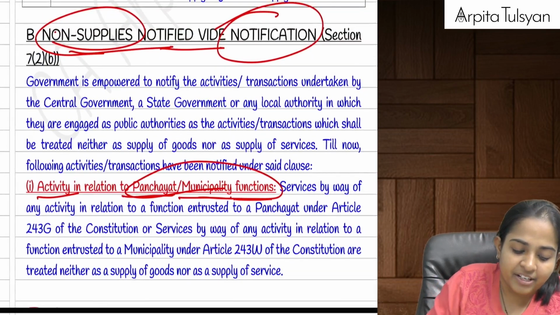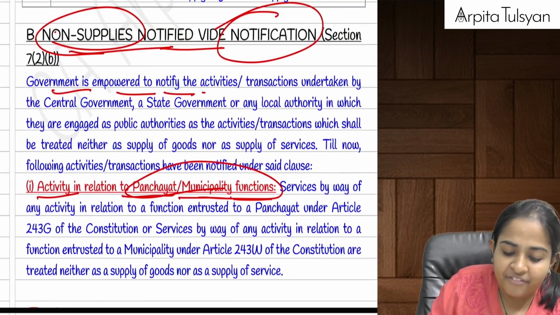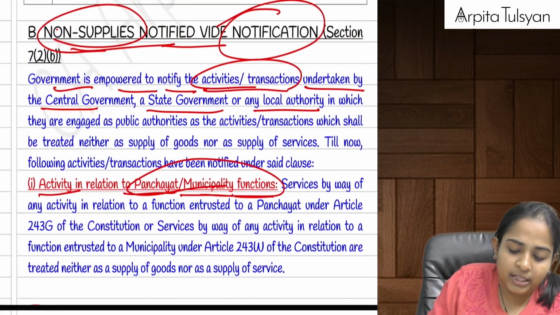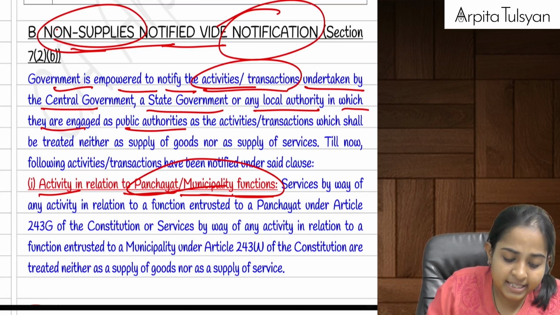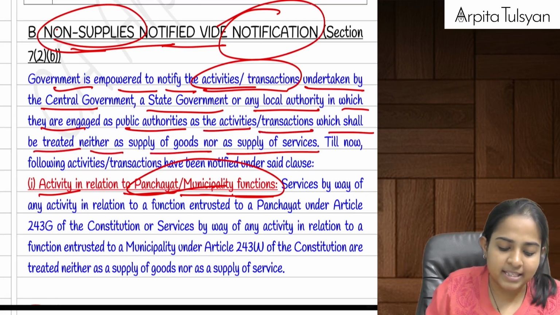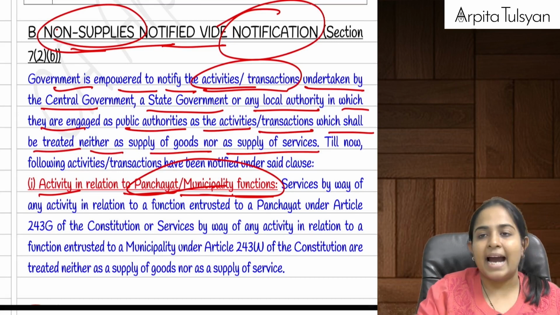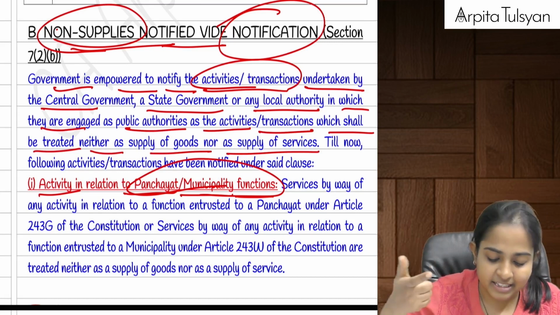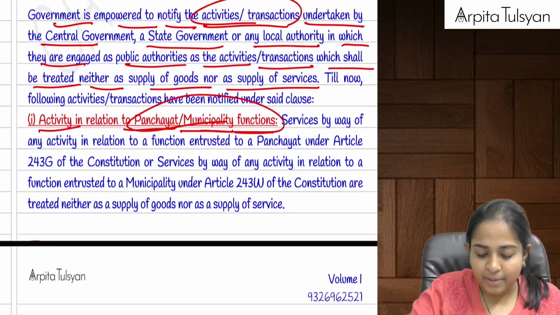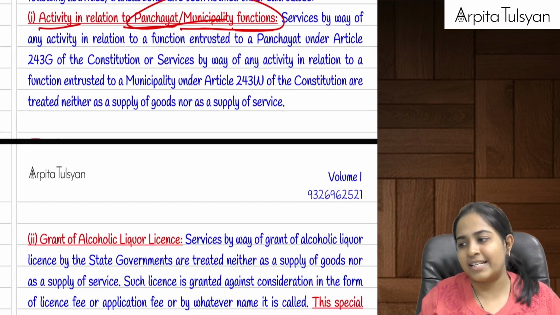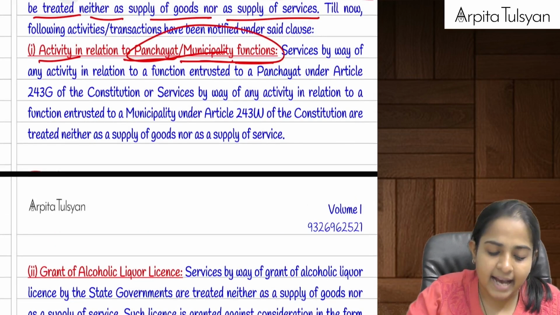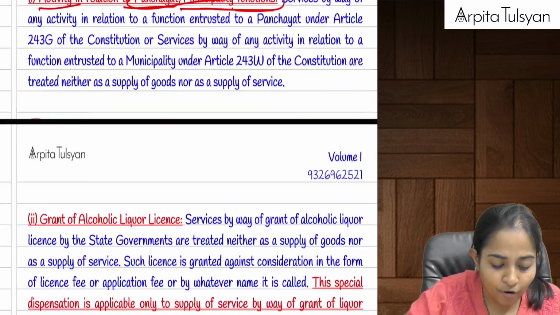See the wordings, everyone here. Government is empowered to notify the activities or transactions undertaken by the central government, state government or local authority in which they are engaged as public authorities, as activities or transactions which shall be treated neither as supply of goods nor as supply of services. So any activity entrusted to the panchayat or the municipality, for example maintenance of roads, maintenance of street lights, etc., is considered neither supply of goods nor supply of services.